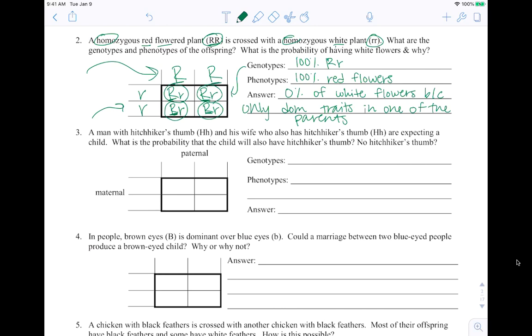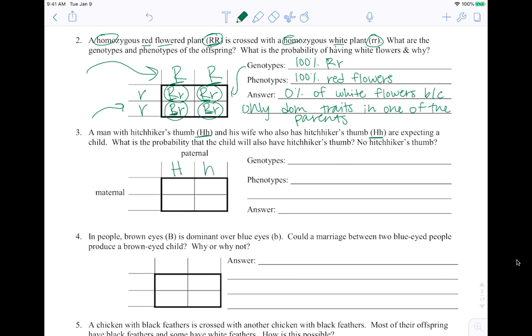So these monohybrids are really easy. I'm just going to do another one, not talking through it, so you can just follow along. And then I'm going to move on to dihybrids, which are a little bit more complicated. Okay, so we have hitchhiker's thumb and hitchhiker's thumb. They're expecting a child. Great.